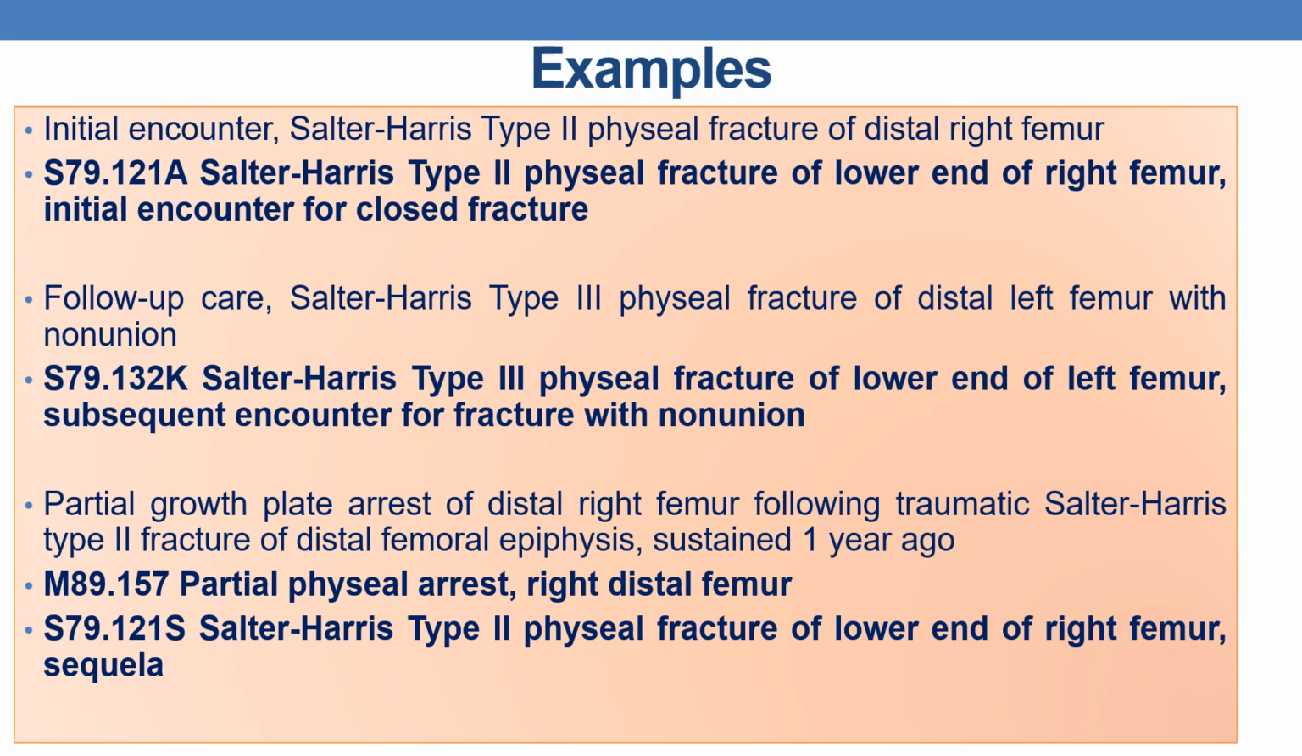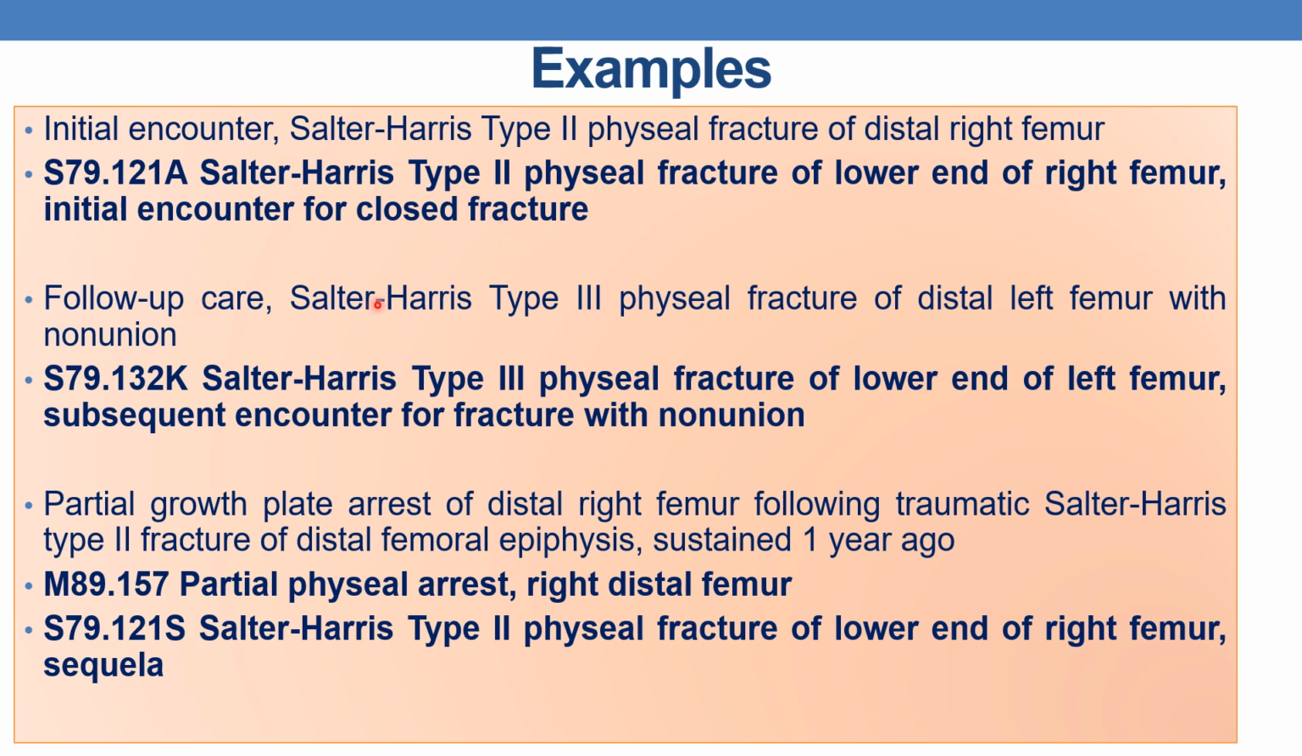Now let us discuss some examples regarding physeal fractures. The first question is initial encounter, Salter-Harris type 2 physeal fracture of distal femur, right femur. The appropriate code is S79.121A. Salter-Harris type 2 physeal fracture of lower end of right femur, initial encounter for closed fracture.